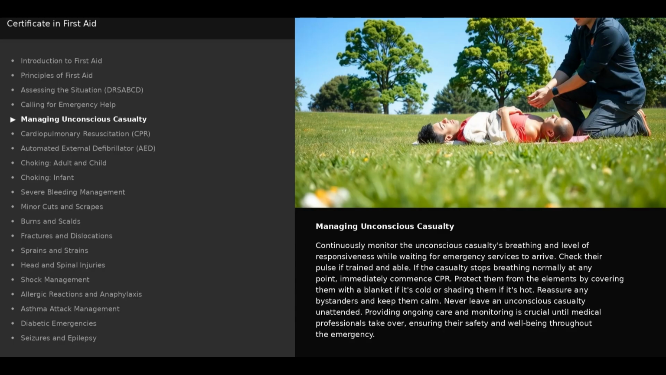Protect them from the elements by covering them with a blanket if it's cold or shading them if it's hot. Reassure any bystanders and keep them calm. Never leave an unconscious casualty unattended. Providing ongoing care and monitoring is crucial until medical professionals take over, ensuring their safety and well-being throughout the emergency.